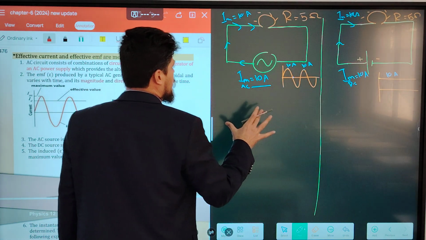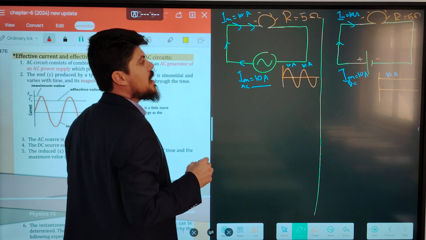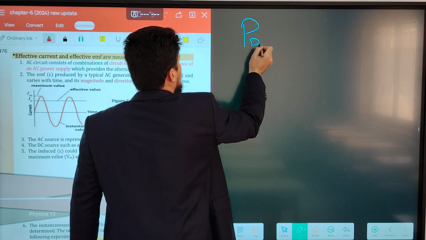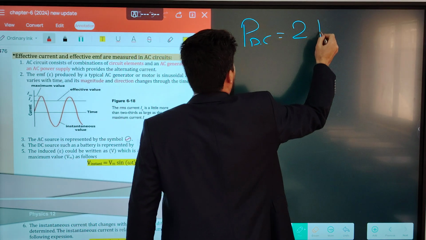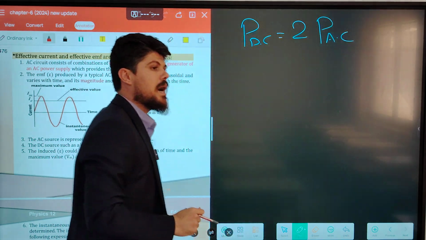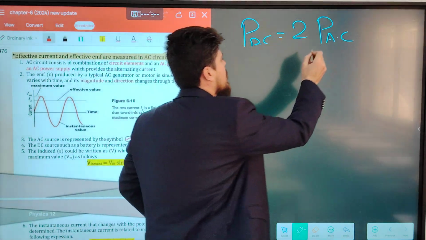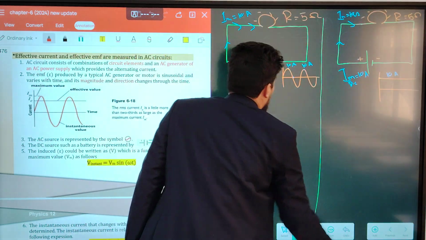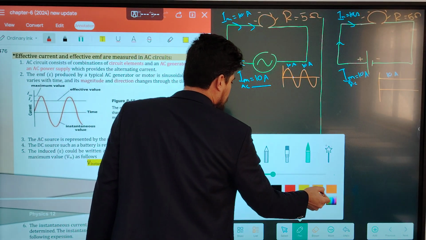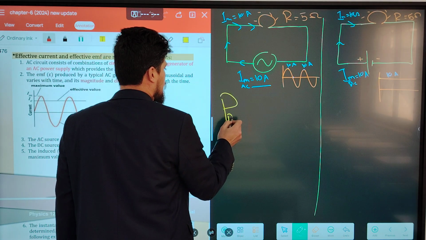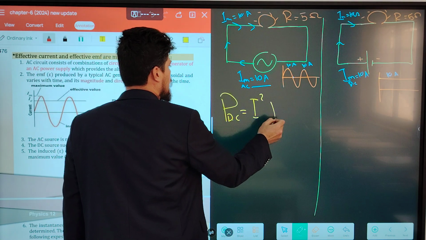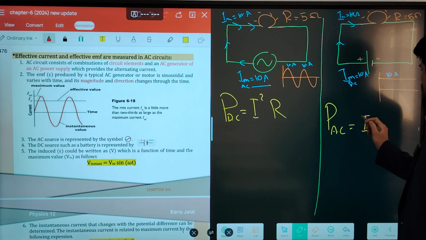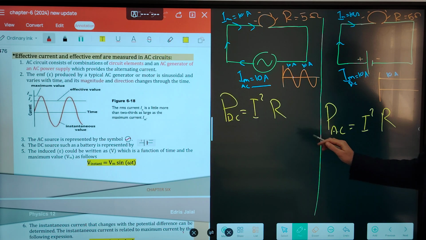Guys, now I'm going to prove why power in DC is bigger than power in AC. Look, power in DC is twice as much as power in AC, bigger by a factor of 2. How can you determine the power dissipation? Power dissipation in DC is equal to I squared R. Power dissipation in AC is equal to I squared R. What is the difference between these two equations?